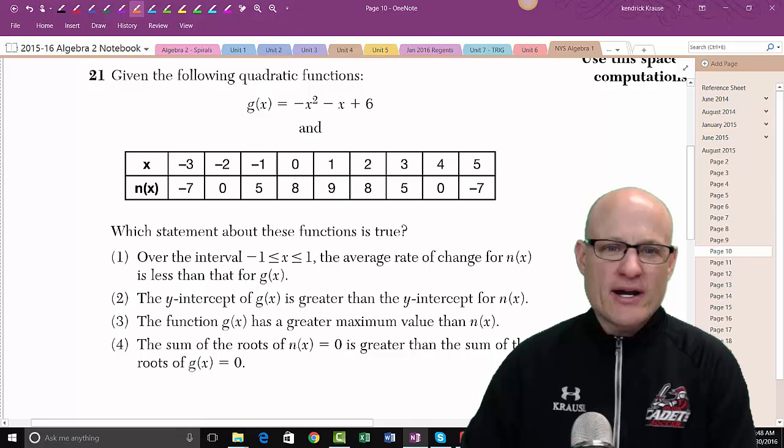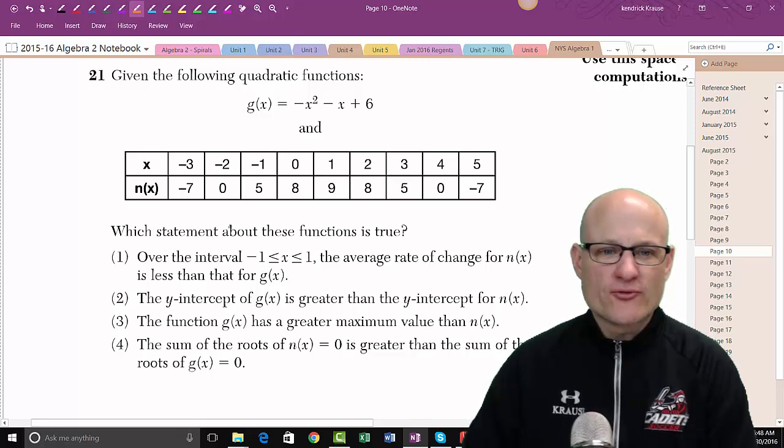Given the following quadratic functions, which statement is true about these? Over the interval, boom, there's an average rate of change of boom.